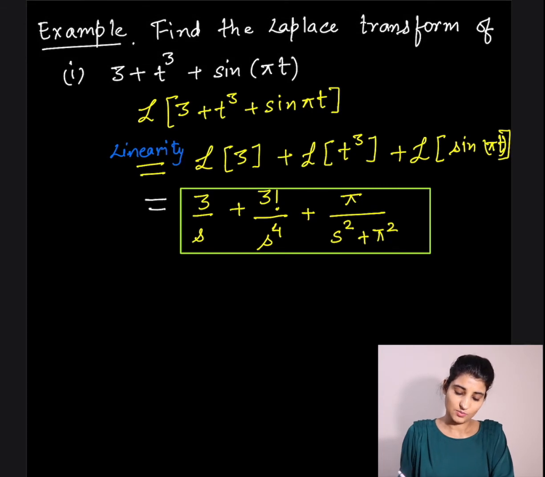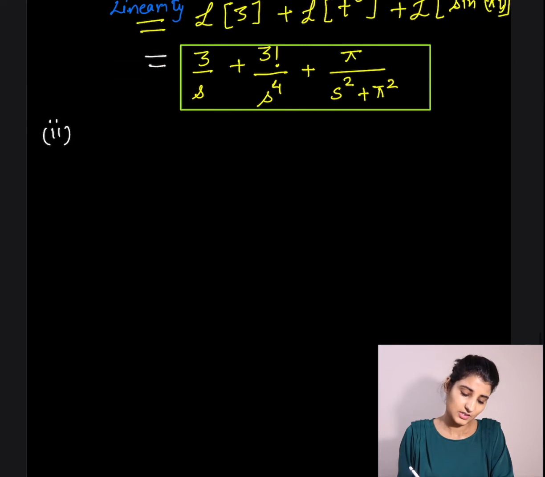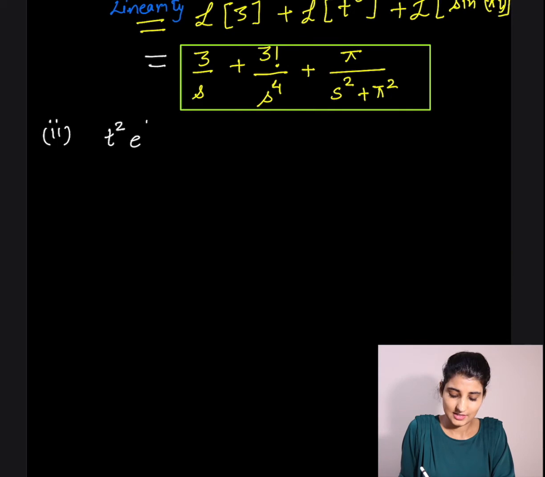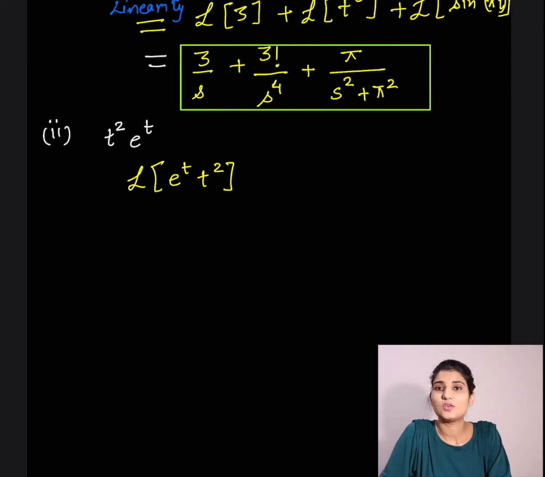Let's see some more examples. So here in this example we use the property of linearity and the table. The next example can be find the Laplace transform of t square times e power t. e power t times t square. We want to find out the Laplace transform of this function.